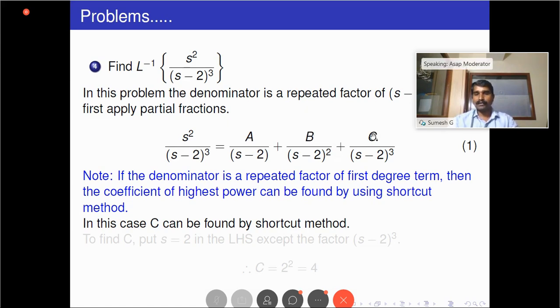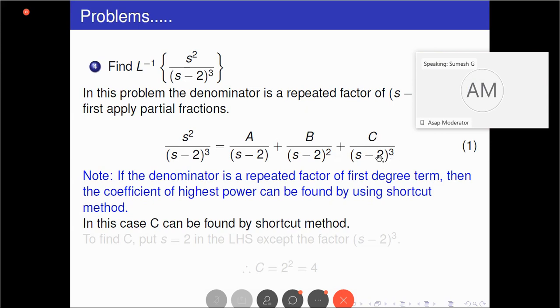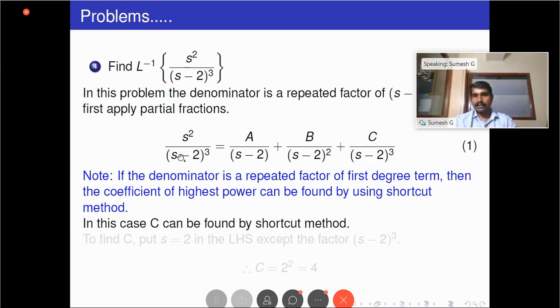To find C, we have to substitute s equal to 2 in the LHS, except the factor (s minus 2) whole cube. So here, to find C, we substitute s equal to 2 except (s minus 2) whole cube. So C equals 2 square. A and B can be found by using the general method.